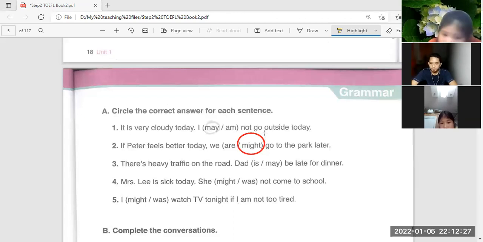Okay, what about, give it a moment. We might go to the park later. What about number 3? There's heavy traffic on the road. That may be late for dinner. Okay, there's heavy traffic on the road, that may be late for dinner. Next, Gyeling, number 4.